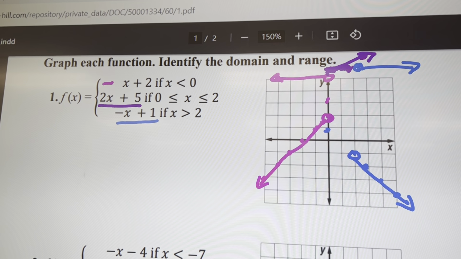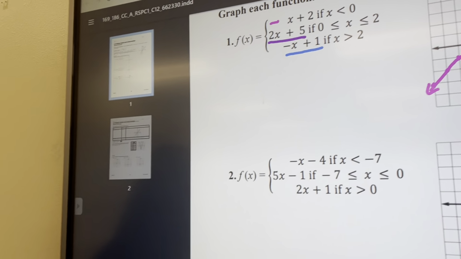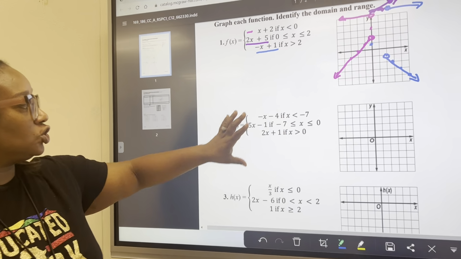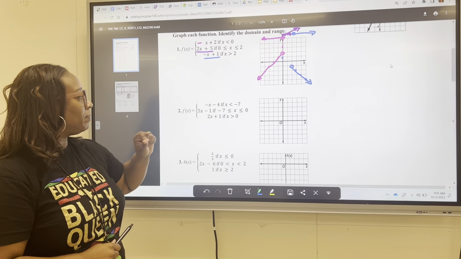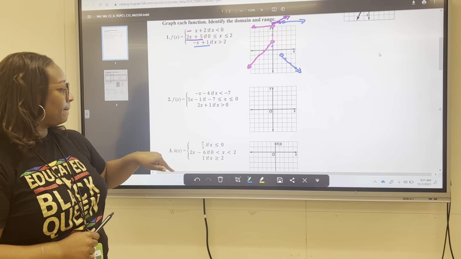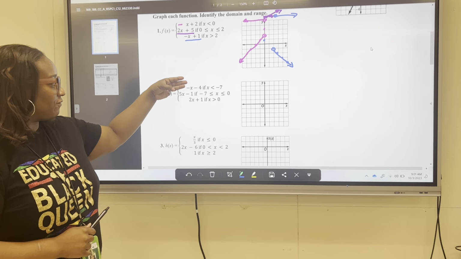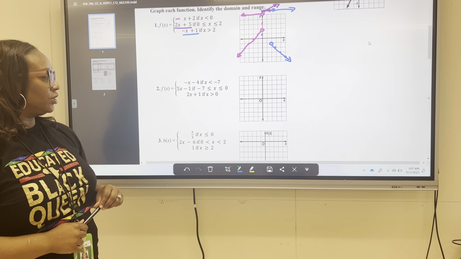Okay, so what I want y'all to do is practice number 2 and number 3 in that same format. You're graphing 2 and 3. Step 1, graph your boundaries. Where do you get your boundaries from? By your domain. By your domains. You have 3 domains listed on problems 2 and 3.